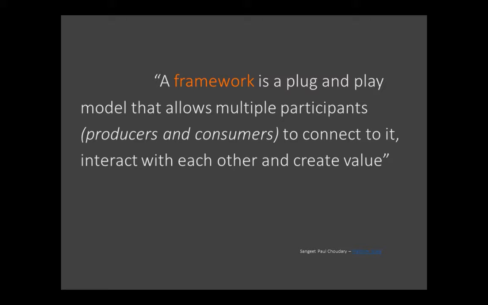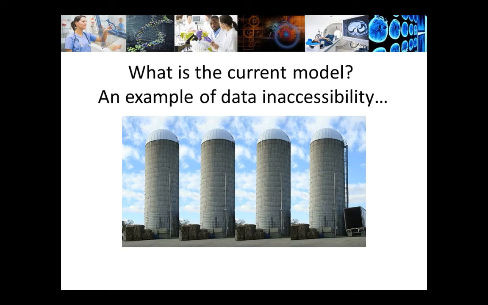So the framework is defined as a plug-and-play model, and it allows multiple participants. And the participants here are essentially all of the stakeholders and users in the biomedical enterprise, allowing them to connect to this ecosystem, interact with it, interact with each other. And the bottom line here is really those last two words, to create value, to extract the knowledge out of this big data. And that's what BD2K initially started as its marching orders. Increase knowledge, increase value.